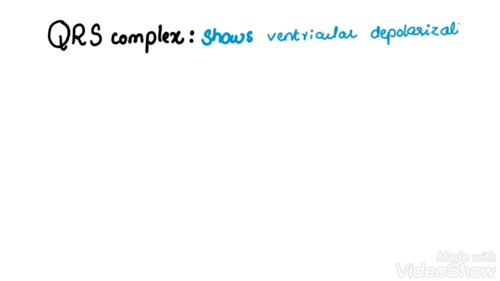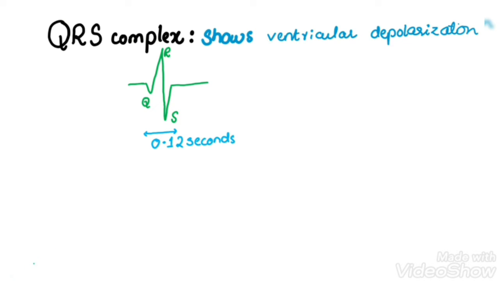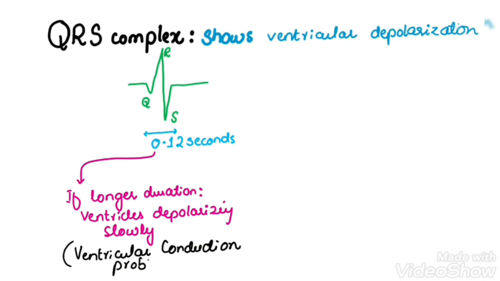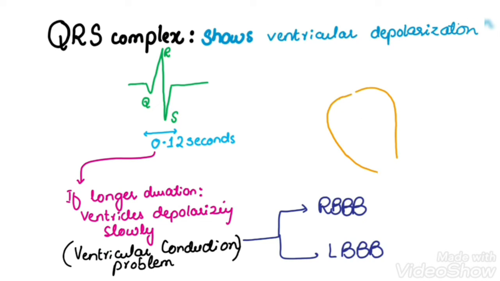The next is the QRS complex that comprises Q, R and S waves. This QRS complex shows ventricular depolarization. It lasts for 0.12 second or 3 small boxes. When there is abnormality, it causes longer duration of the QRS complex, and this abnormality is known as ventricular conduction problem, in which the ventricles are depolarizing slowly. This is either due to right bundle branch block or left bundle branch block.